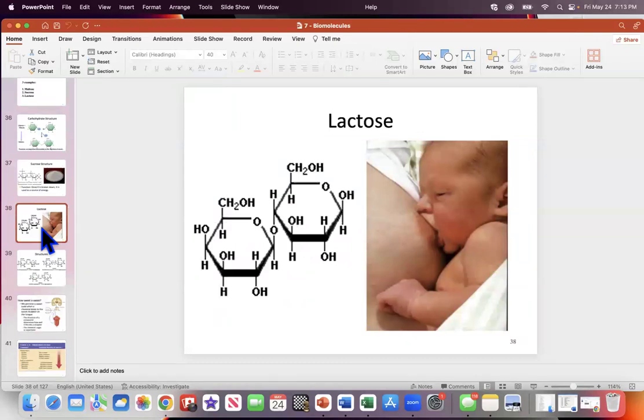Okay, next one called lactose. And lactose is the disaccharide sugar you find in milk. And when you drink milk, for the lactose you need to have an enzyme to cut this into simple sugar. If you don't have the enzyme to cut this, basically your body could not digest milk. That's called lactose intolerance.